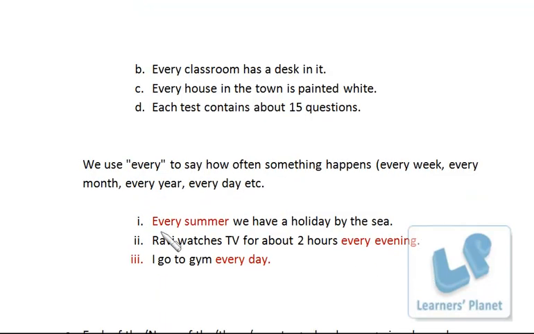Right? Now we use every to say how often something happens, every week, every month, every year, every day. We do not say each week, each month, each year, each day, right? We use every week, every month, every year, every day, right? For example, every summer we have a holiday by the sea. Ravi watches TV for about 2 hours every evening. See, we don't have the number of summers, or we don't have the number of evenings, right? That's why we are using every over here.